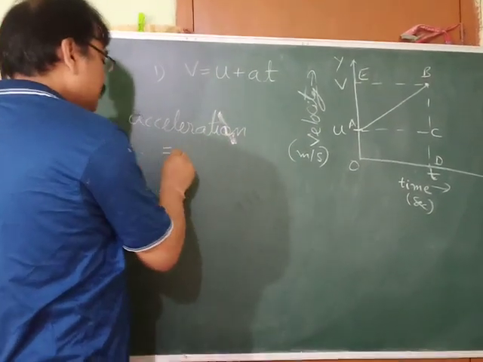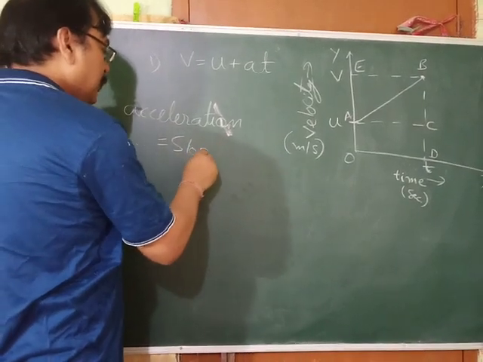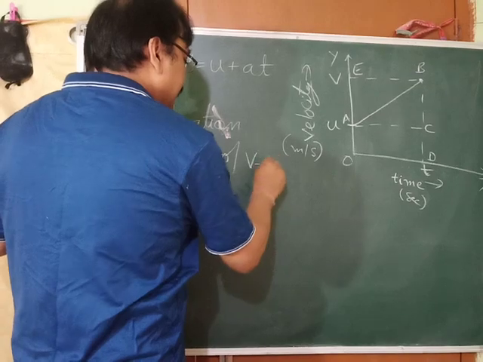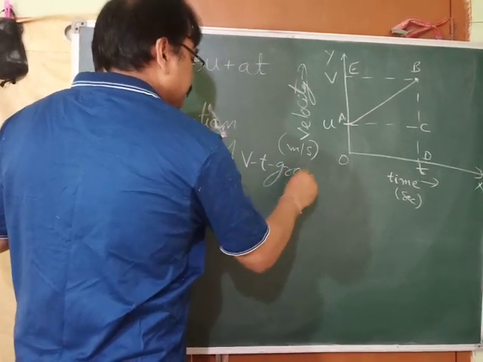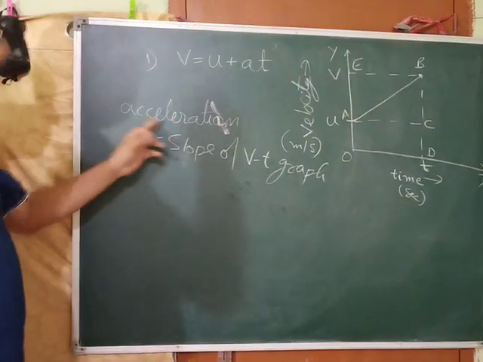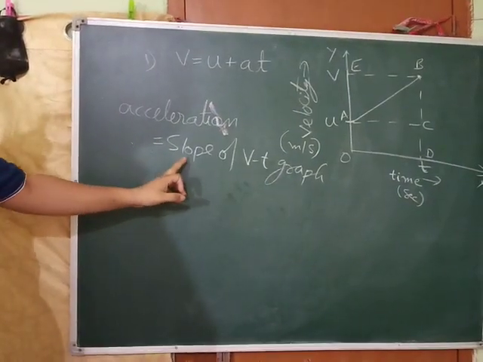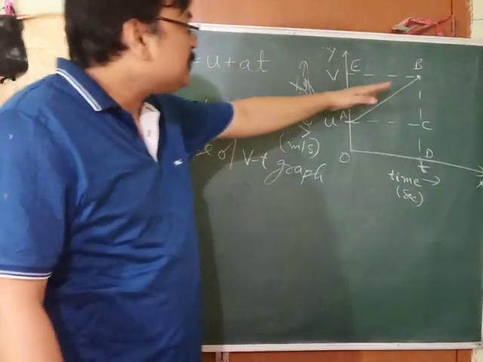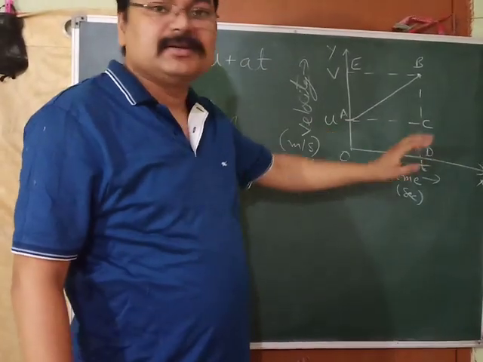Acceleration is equal to the slope of the velocity-time graph. Okay, VT graph. What is acceleration? Acceleration is equal to the slope of the velocity-time graph. Now what is slope? Slope means how much it is inclined with the x-axis.